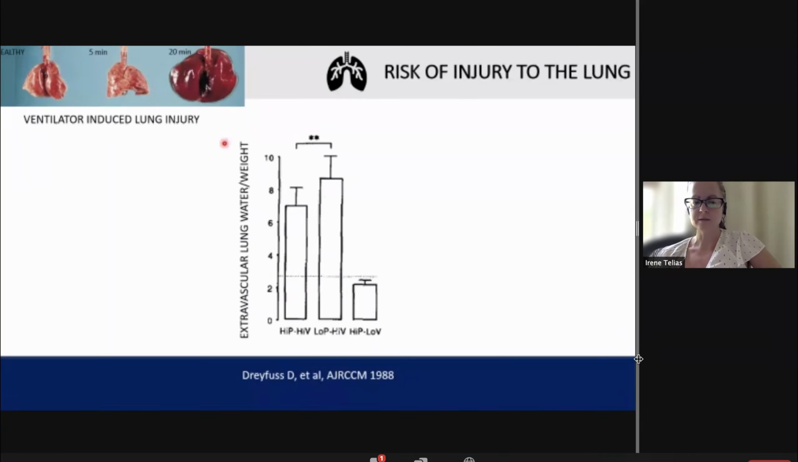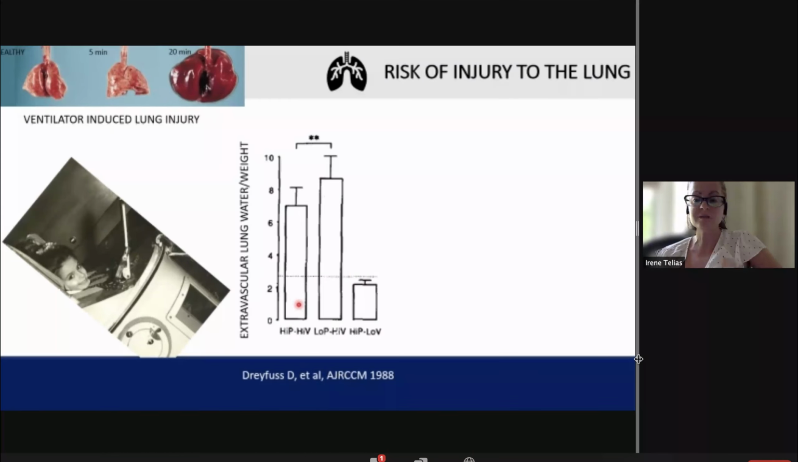In the original studies done by Didier Dreyfuss on ventilator-induced lung injury, what they found is, as I said, those rats exposed to high pressure, high volume ventilation had a high degree of injury. But interestingly enough, if they exposed those rats to injurious ventilation generated by high volume but low pressure ventilation, the injury is equivalent or even larger. How did they generate the high volume, low pressure? It's with negative pressure ventilation, like the iron lung, okay?